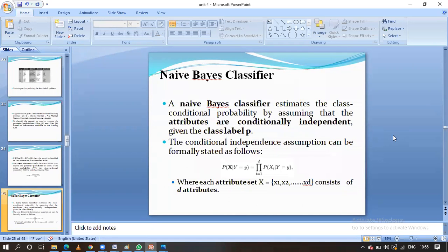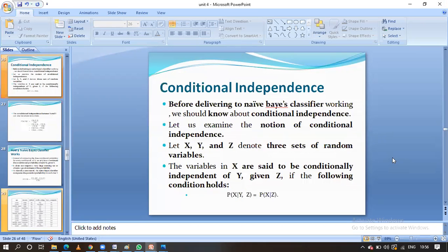The fourth unit, guys, this is the important thing, that is the Naive Bayes classifier. First, you have to remember this formula. Okay, let us proceed, guys.